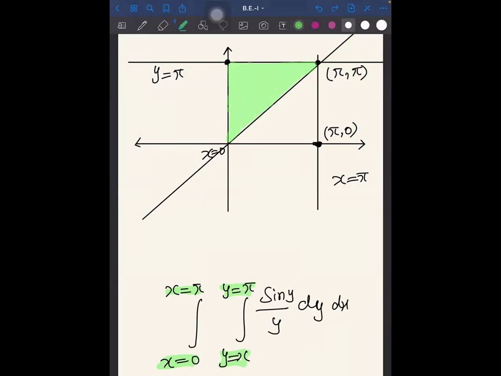So now our x limit is constant and y limit is variable. Now we need to change the x limit. So how do we change the x limit? We'll put a horizontal line or a vertical line. Tell me. Horizontal. Yes, horizontal line. So let me put that horizontal line over there. So can you mark the entrance and exit?